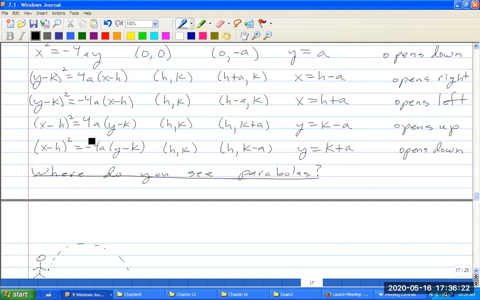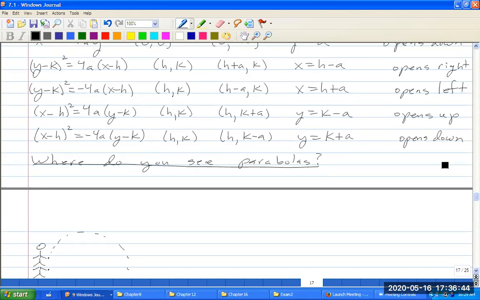And then lastly, let's translate this guy. So x minus h squared equals negative 4a times y minus k. So the vertex is at (h, k). The focus is at (h, k minus a). The directrix is at y is equal to k plus a, and it opens downward.